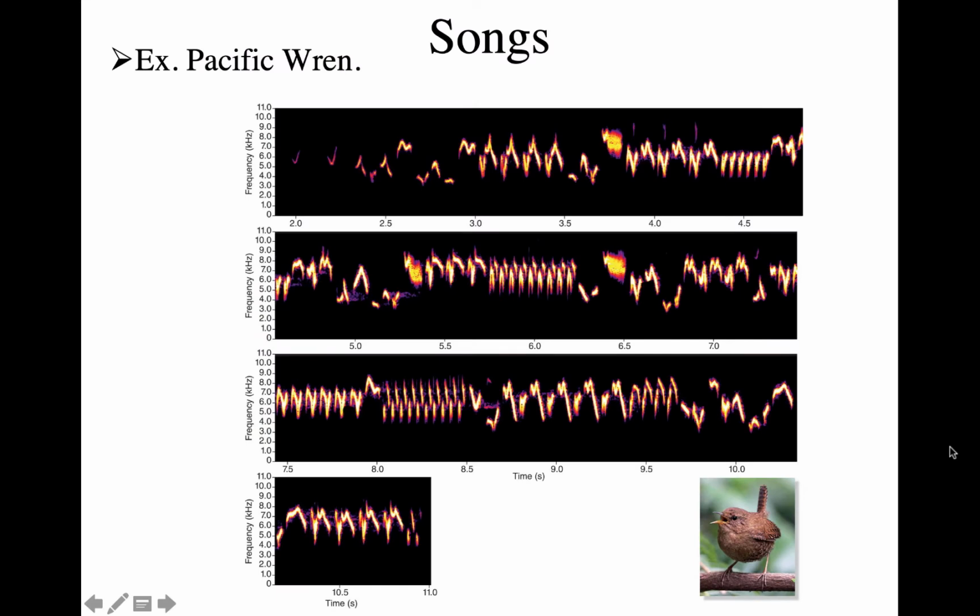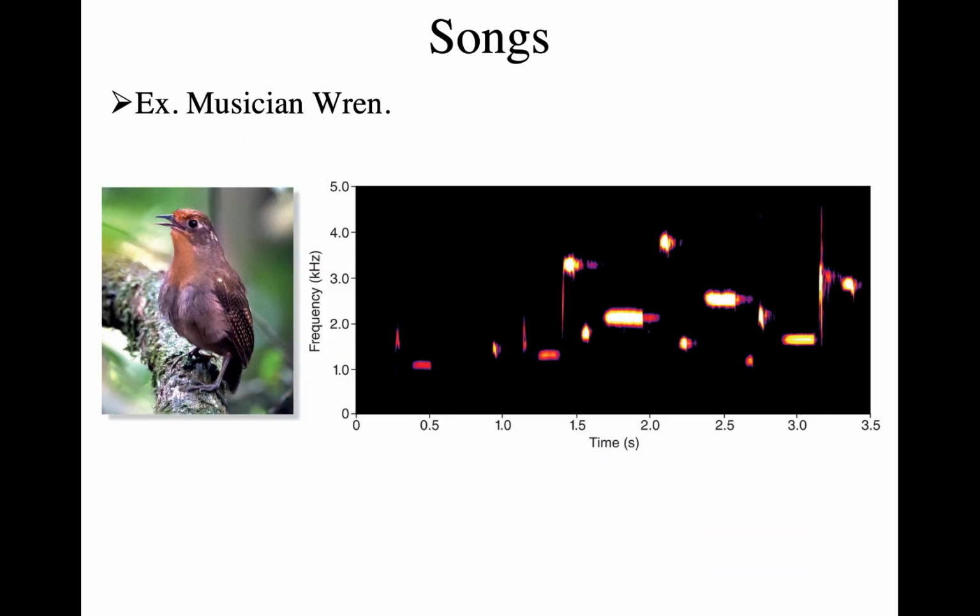We've already seen this semester how complex and variable the vocalizations of Carolina wrens can be, but wrens in general can just produce these amazing vocalizations, and I'm going to give you some more examples of that today. This is one of my favorites. This is called the musician wren. It's a tropical species, and it's called that because the song really is very musical.